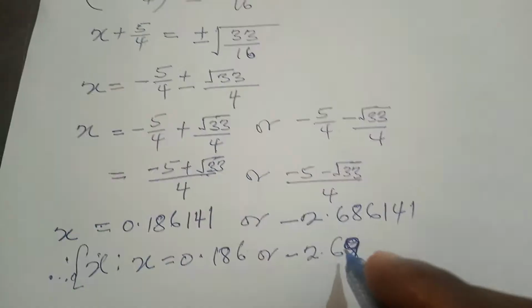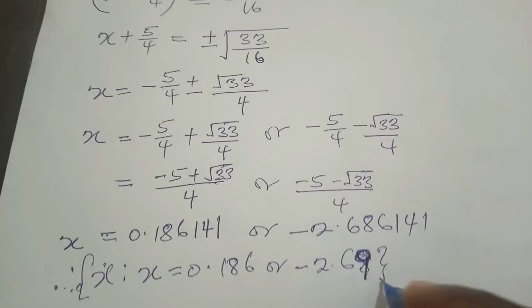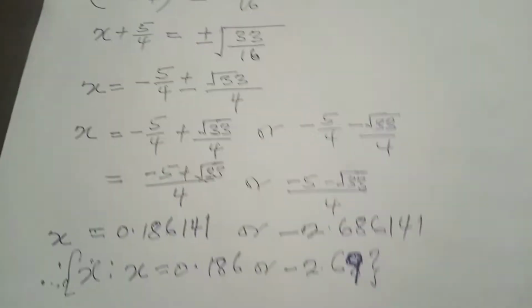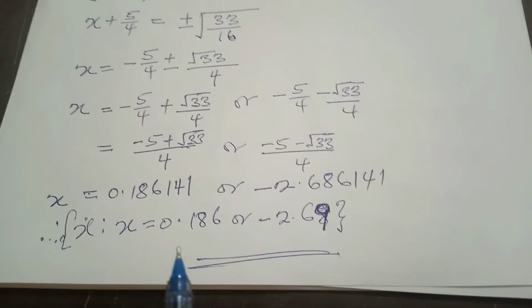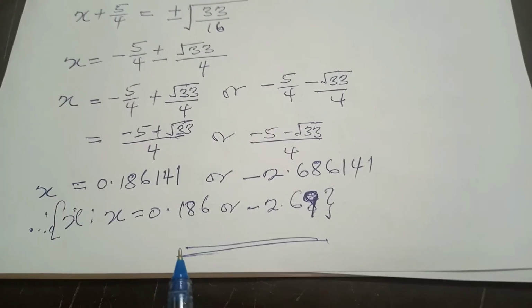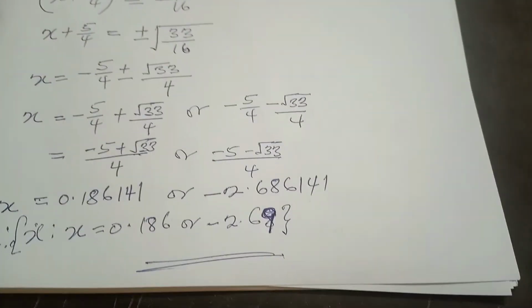So negative 2.69, and that becomes our answer to three significant figures: 0.186 or negative 2.69. We take another example.